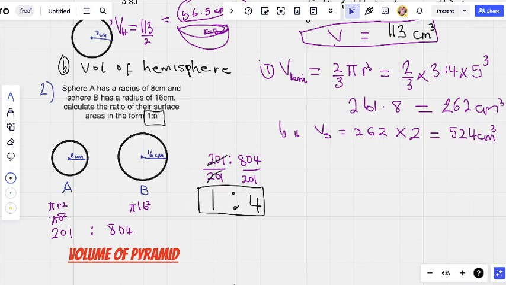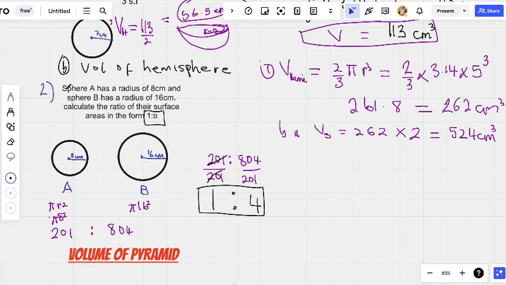So you see, problems like this will appear in your exam paper, and you should be able to handle them. You should be able to tackle any of these types of problems. So with this, I think we've done justice to the part called the sphere and hemisphere.